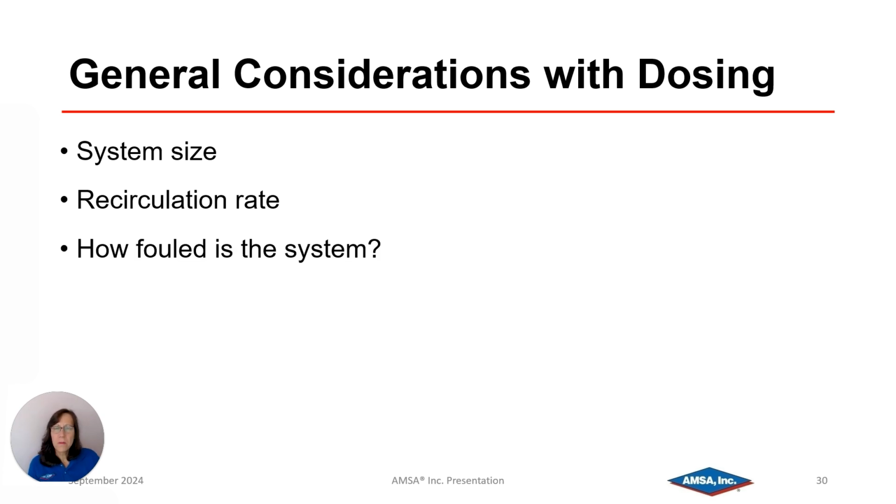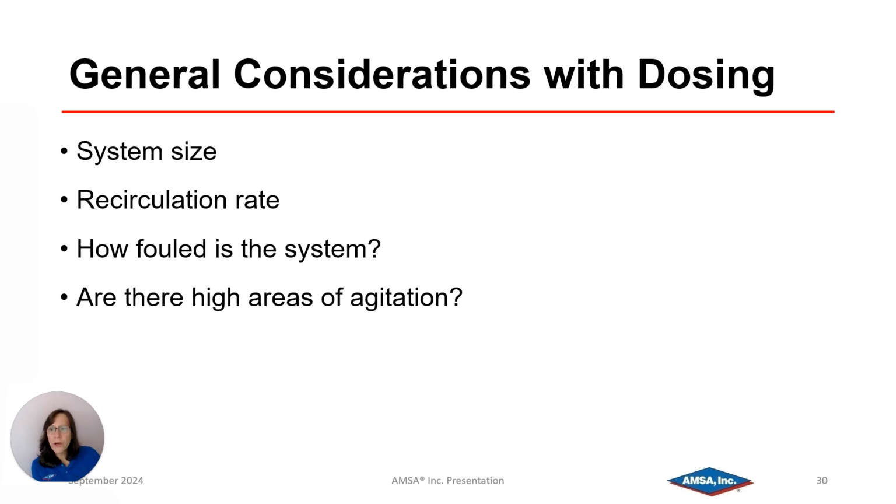How fouled is the system? In this instance, you may need to use a higher concentration of chemistry to clean the system, or you may be concerned that if the system is highly fouled, you will be breaking loose a lot of deposit. So you might actually want to decrease or back down on the concentration of the chemistry so that you are more controlled in releasing deposits from the system and allow your bleed and your filtration to remove the deposits. And in that way, take a longer time to actually clean the system, but do it in a more controlled manner.